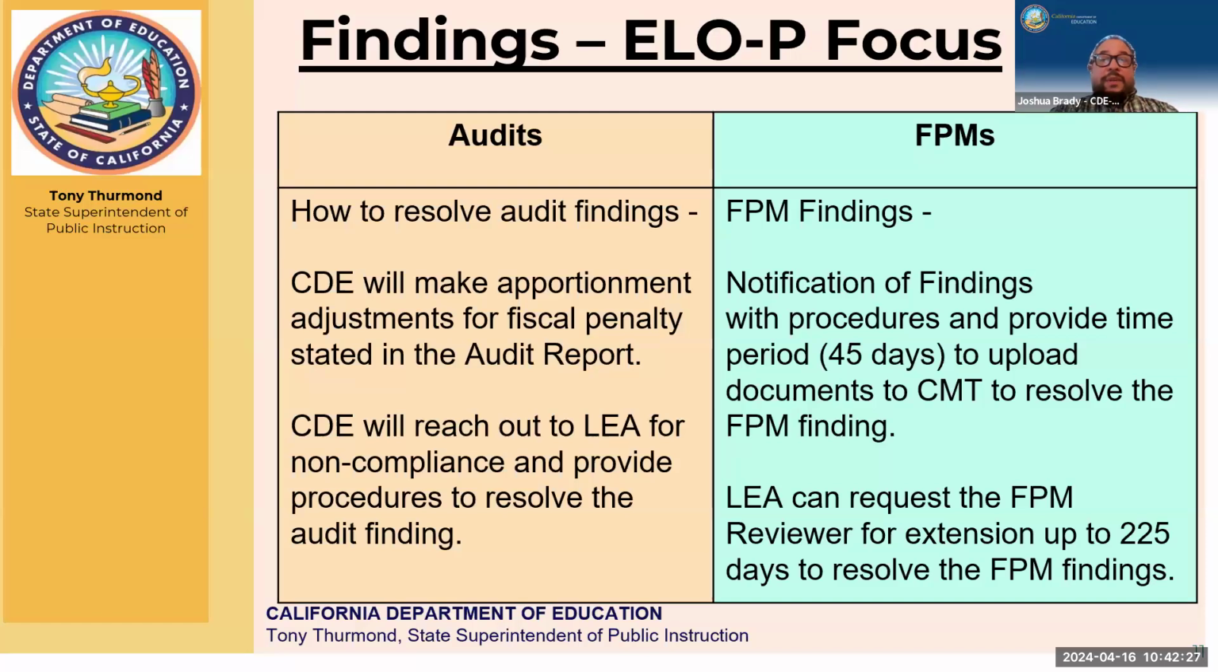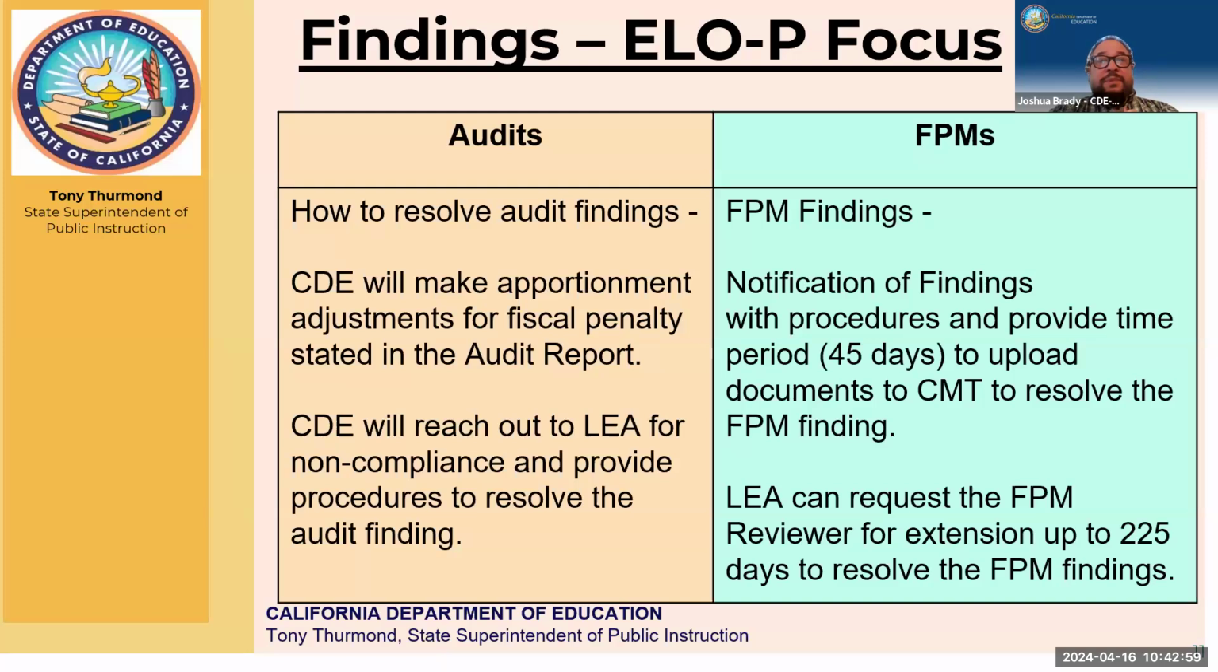Great. Yes. And again, similar to audits, FPM has its own finding via the California Monitoring Tool. And again, a finding is issued only if something cannot be resolved prior to the end of the review. And again, this happens sometimes. And so if items can't be resolved, you do have 45 days to upload documents to CMT to resolve the finding. However, there is another period of time that you may request, and that's up to 225 days.